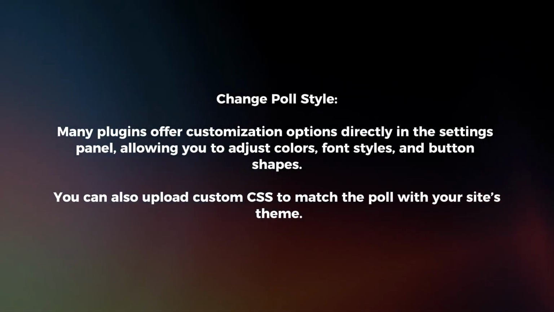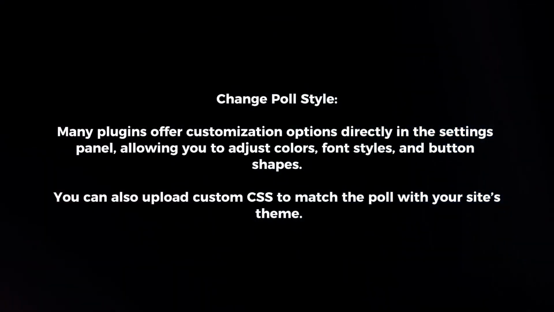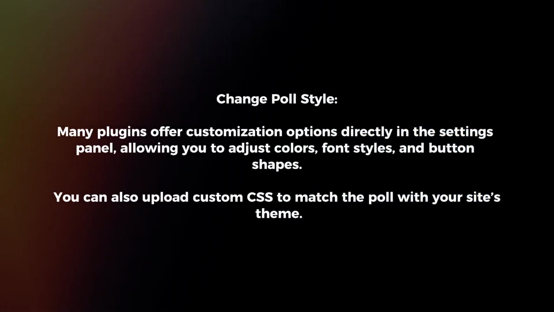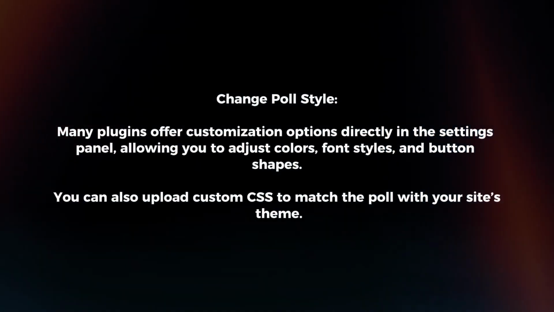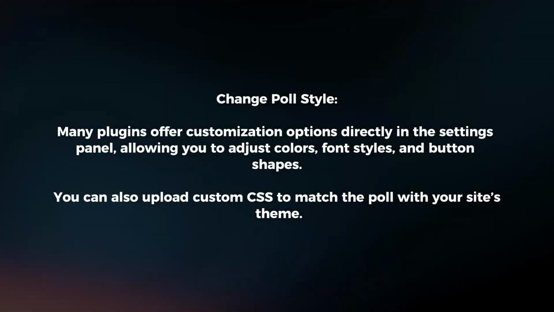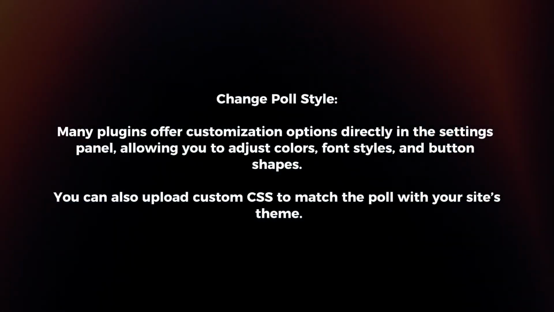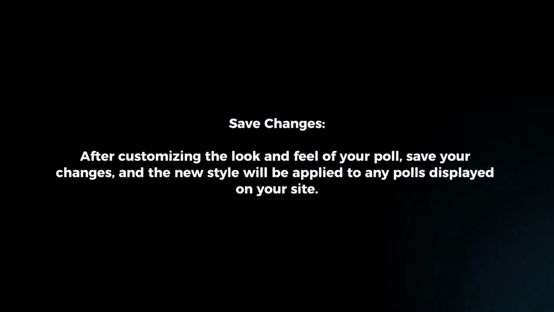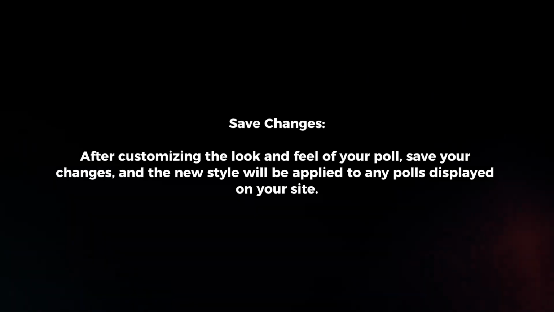Change poll style. Many plugins offer customization options directly in the settings panel, allowing you to adjust colors, font styles, and button shapes. You can also upload custom CSS to match the poll with your site's theme. Save changes. After customizing the look and feel of your poll, save your changes, and the new style will be applied to any polls displayed on your site.